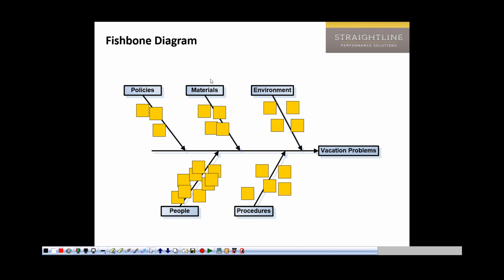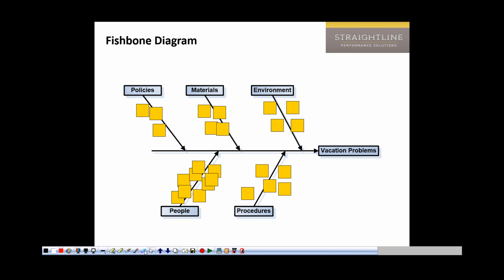And by the way, usually these are fairly standardized. Now, the only thing I can tell you is that even though they're fairly standardized, the exact five or six will differ from the text that you look in. So in this one, we have policies, materials, environment, people, and procedures. Sometimes people will put in information technology. Sometimes people will put in measurements or machines is another one. The idea is you put these up first, and then when you finish the brainstorming, you simply stick the sticky notes into each of these categories. Okay, so that's the difference.